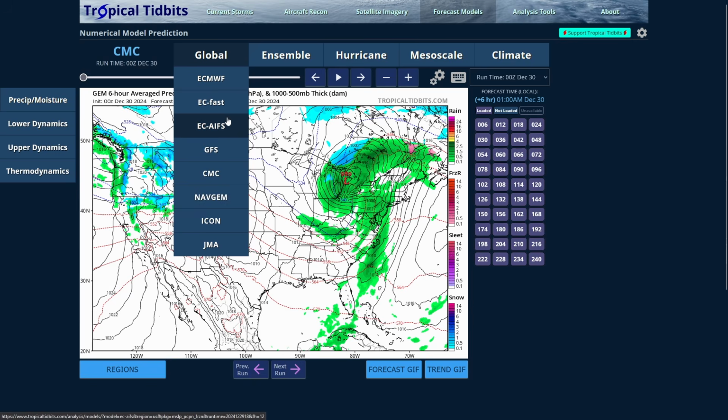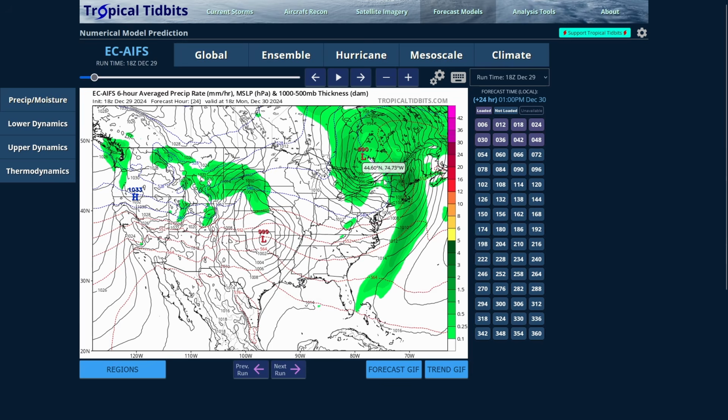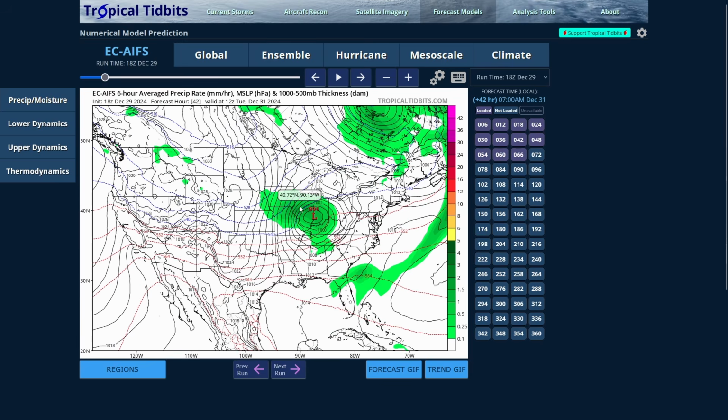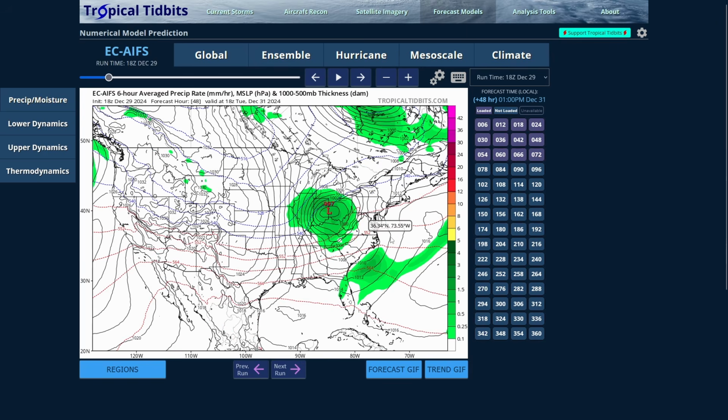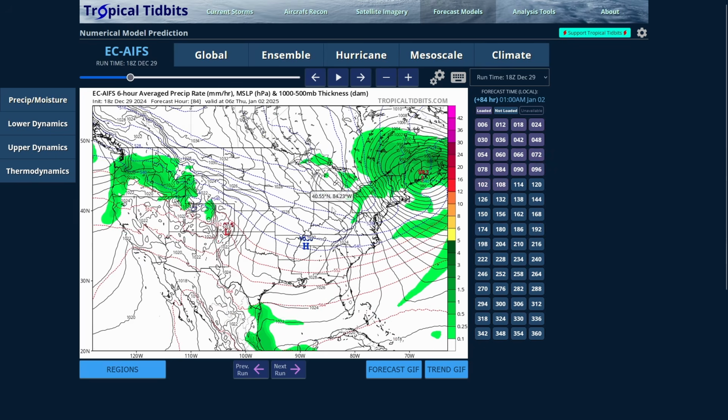And then finally we'll look at the European AI model here. And again, this is not going to show snow, just the precipitation rate, so it won't have that blue color showing up, but we can still look at it here. Again, that low pressure system moves in, maybe some snow into these areas here. As you can see, that blue line indicating that freezing temperature gradient there. And so you probably would have some snow into these areas here, really into the Great Lakes region and portions of the Northeast, and that system would move out.